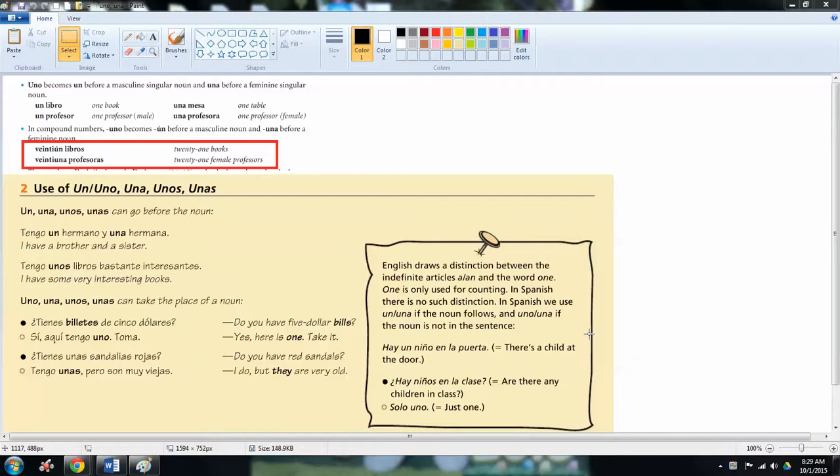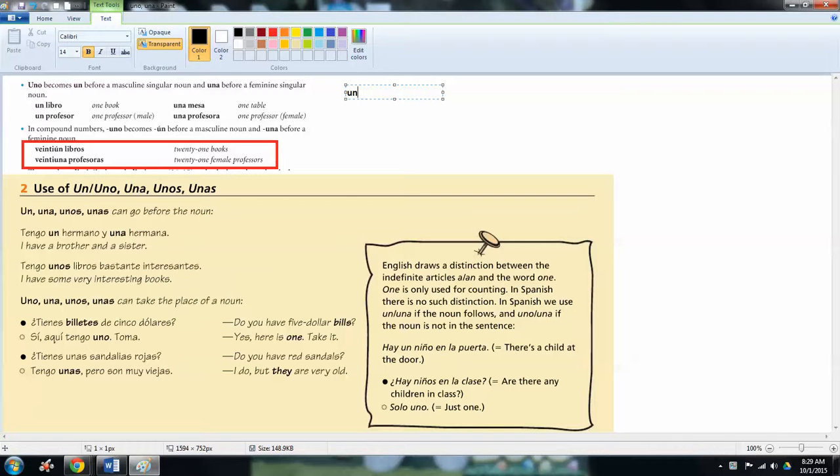Okay, in Spanish, you have four definite and indefinite articles. Your indefinite articles are un, una, unos, unas. So un is masculine and singular, and it means a or an. Una is feminine and singular, and it means a or an. Unos is masculine plural, and it means some. And unas is feminine plural, and it also means some. Okay?